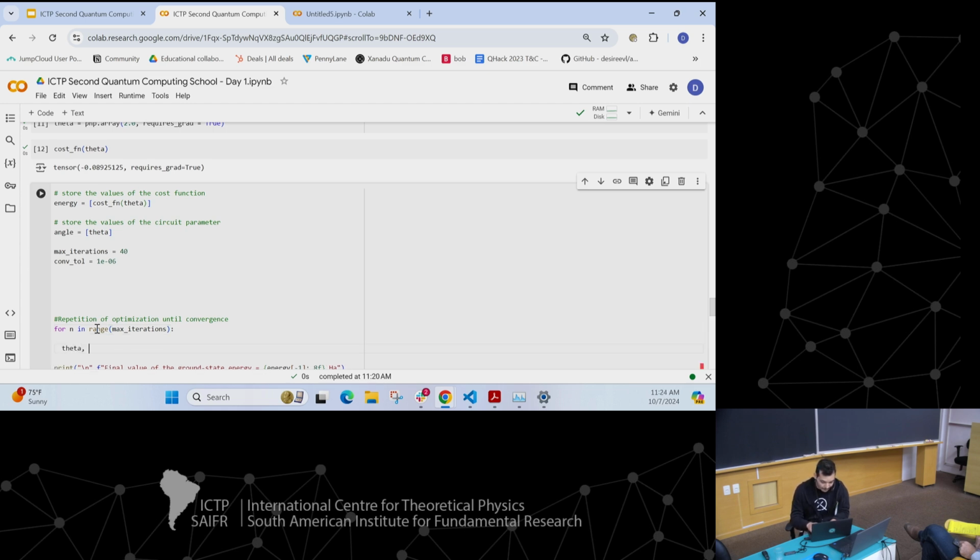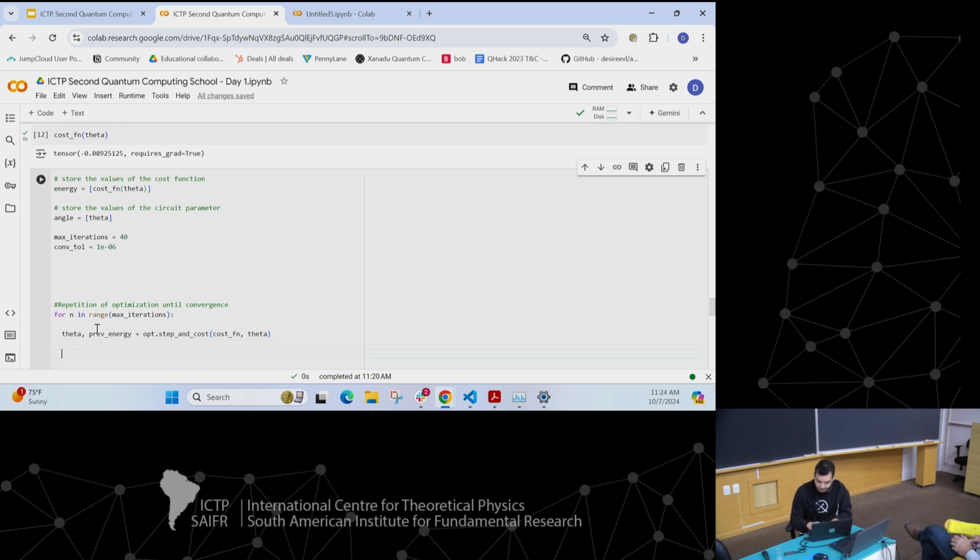Whenever you optimize, you're going to get 2 values. You're going to get an updated value for your parameter, which we're calling theta, and you want to get a value for the energy in this context. Your optimizer has a built-in function called step and cost that's going to take an optimization step, recompute the cost function, and output those 2 parameters back. You give it your cost function as well as the current set of parameters.